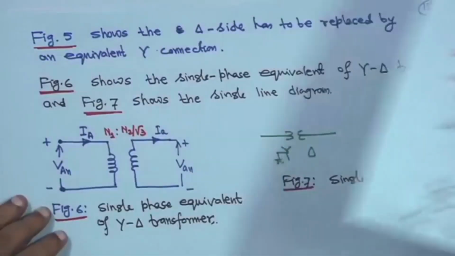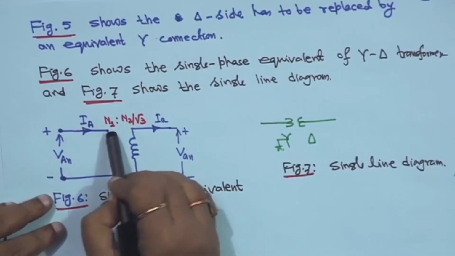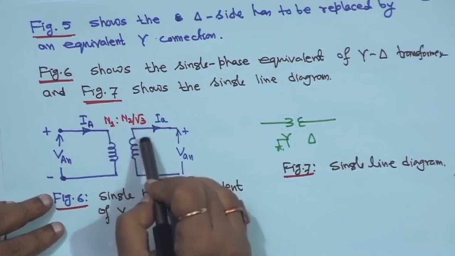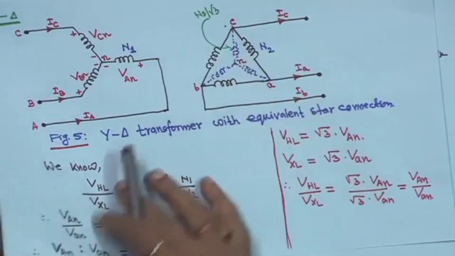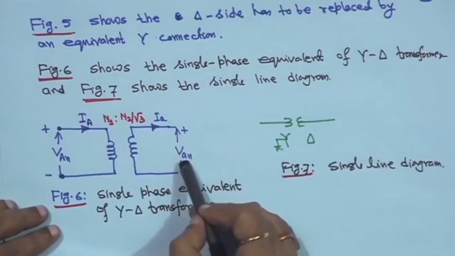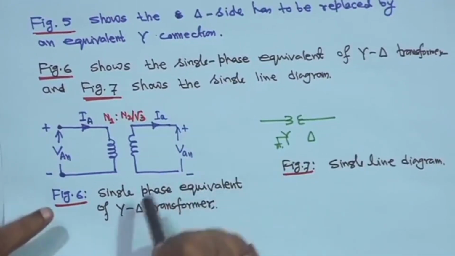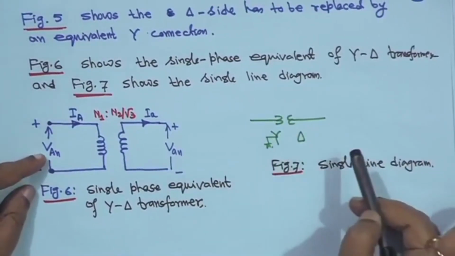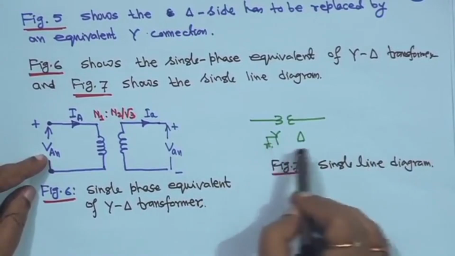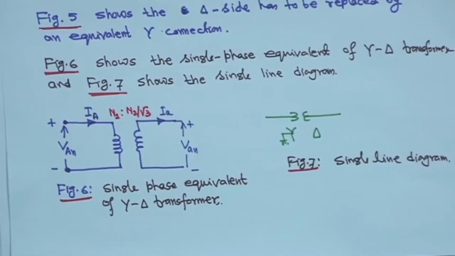That is why this side is capital A n, plus minus this is V n I a, this side turns is n 1, but this side is n 2 by root 3 and I a, because its equivalent star is taken, right, and this side is V small a n. This is your single phase equivalent star delta transformer diagram, and this is your single line diagram. Star is always grounded, not shown there, but you have to show here star is always grounded, and this is delta, this is the single line diagram of the star delta transformer. I hope you have understood this, right.